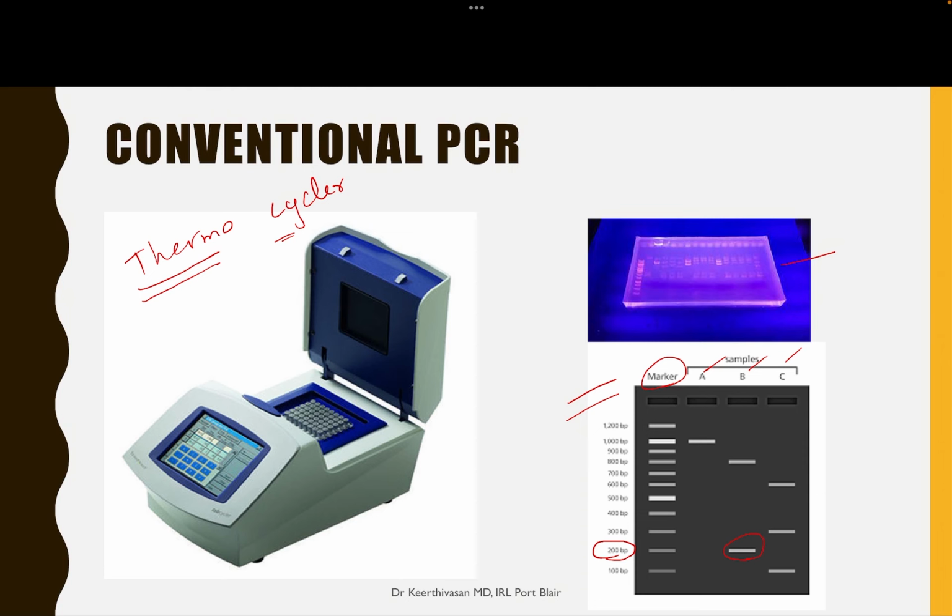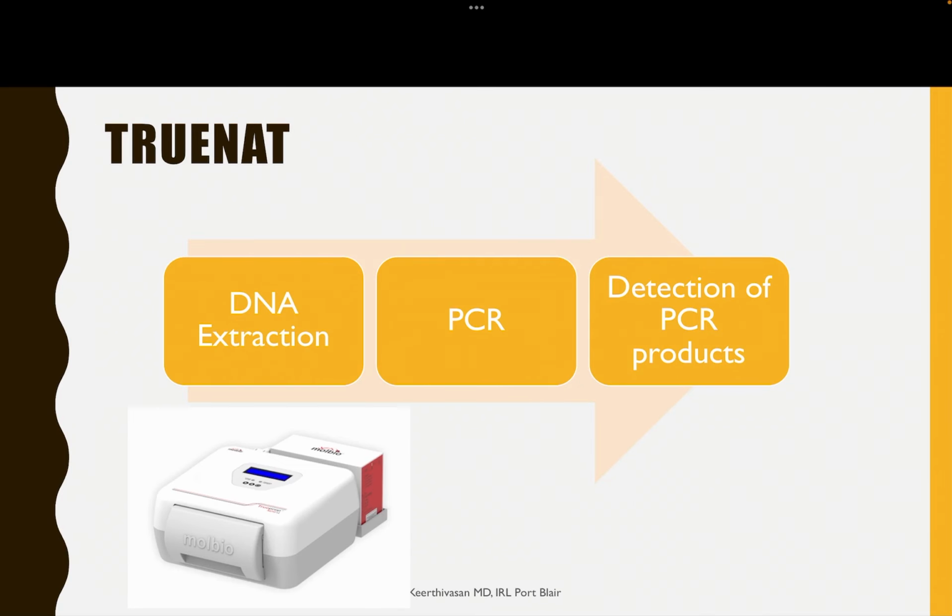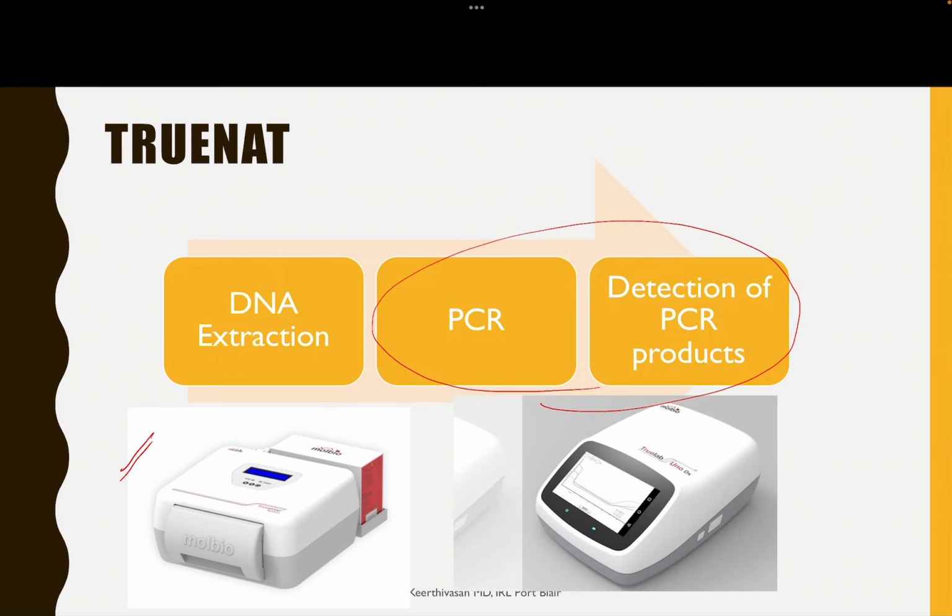First you have to amplify, then you have to do electrophoresis, then you have to read it, and a lot can go wrong in it, and there are technical problems. The person has to be very expert in all these things. In our new machine, the TrueNat machine, all these steps, that is PCR and PCR analysis, are done in a single small machine. In TrueNat, DNA extraction is done inside the DNA extraction machine, the TruePrep machine, and PCR and PCR analysis are done by the PCR analyzer.